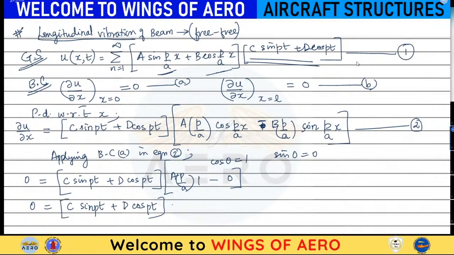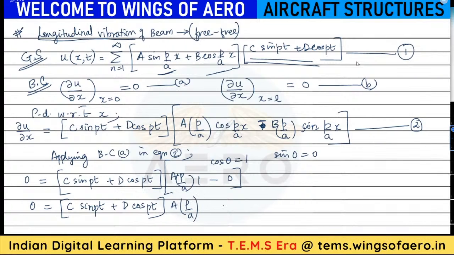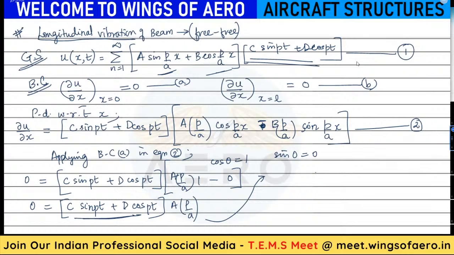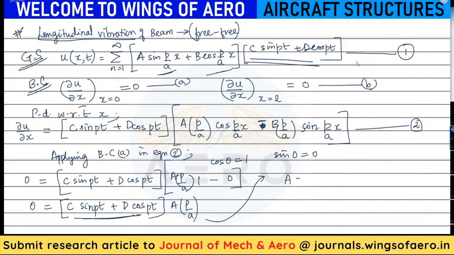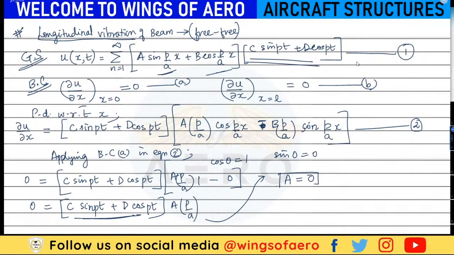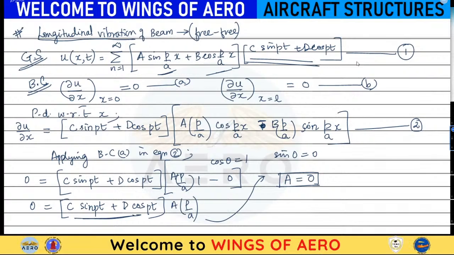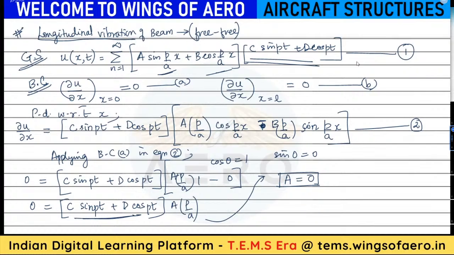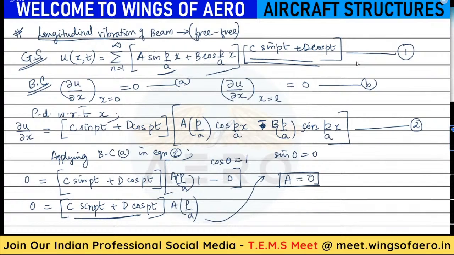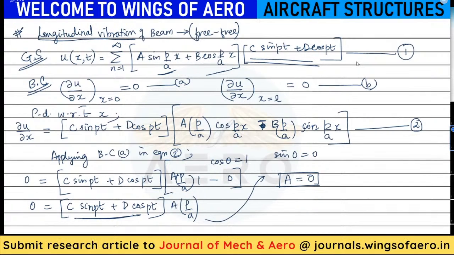So this term, if I put it on the other side, will also become 0. So a becomes 0. The main motto is first to find the constant terms, so I can conclude that the value of a is 0. Shall I move to the next?